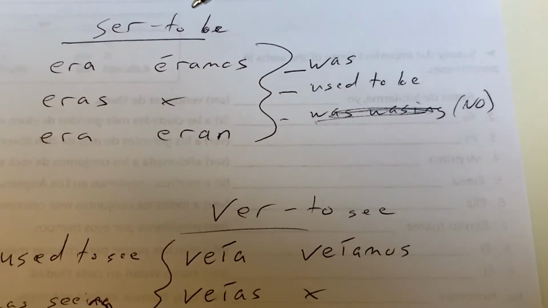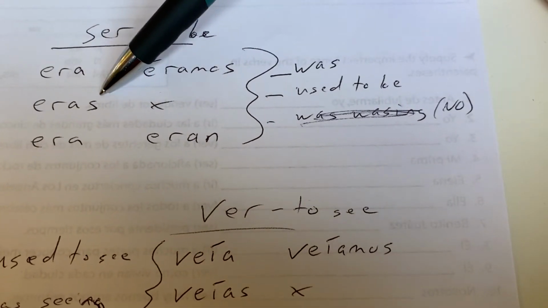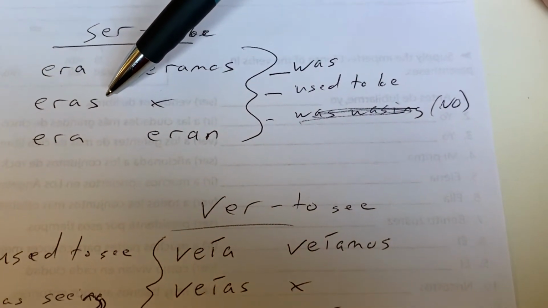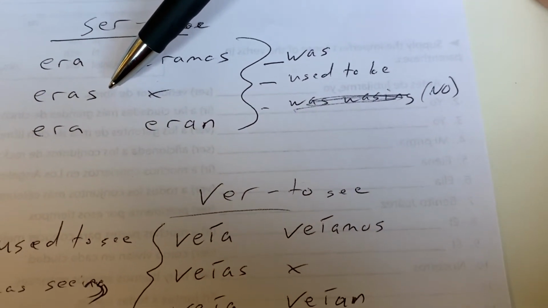So just keep in mind it's era for ser. And one day you guys will be former students: eras estudiante. You were one of my students. Eras estudiante mío. You were a student of mine.